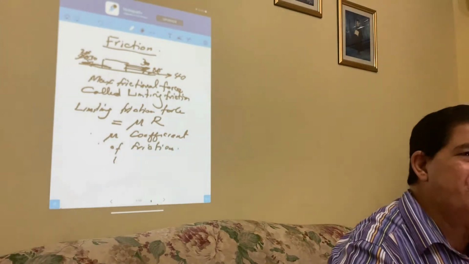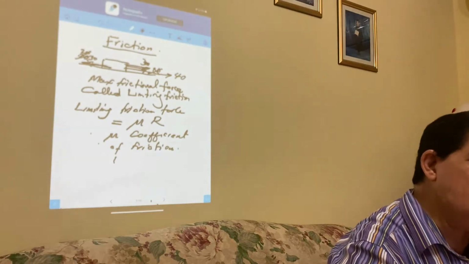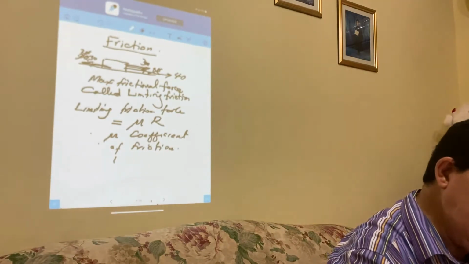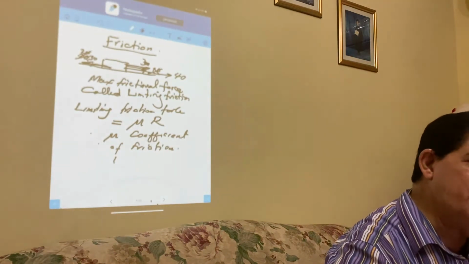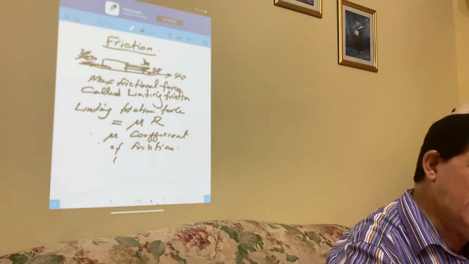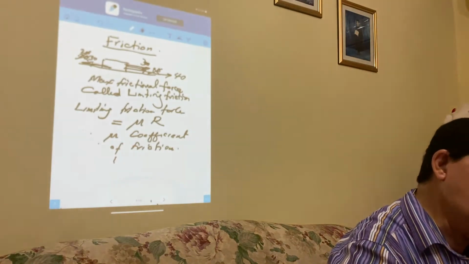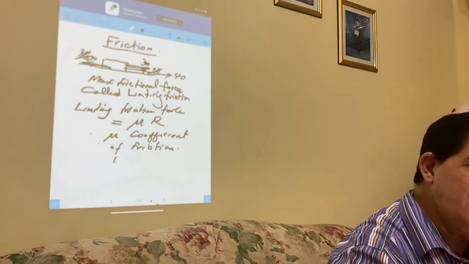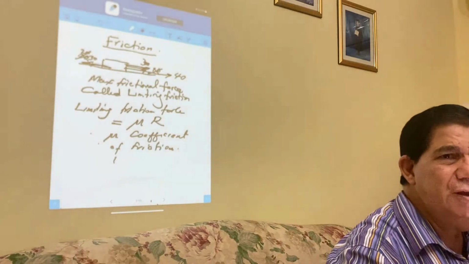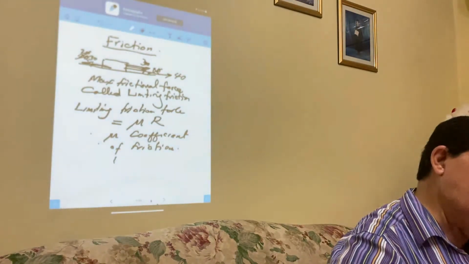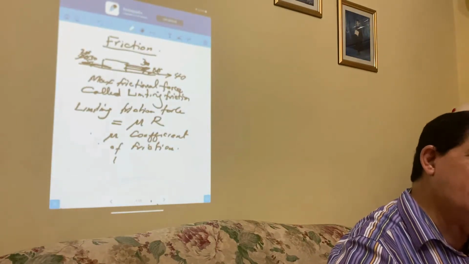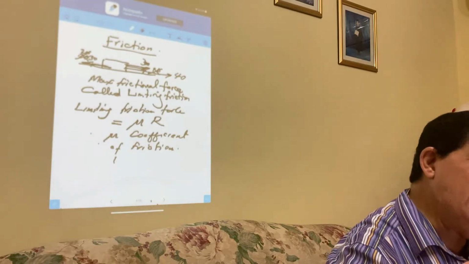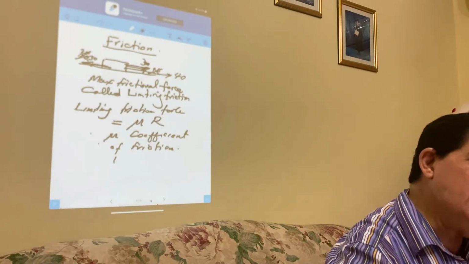It is how much of the normal reaction will become the frictional force. This value of mu could be 0.2, 0.3, 0.5, 0.6. Therefore, the limiting frictional force will depend on R and mu. What is the meaning of this limiting frictional force? It is the frictional force which would be the maximum one which we can have.